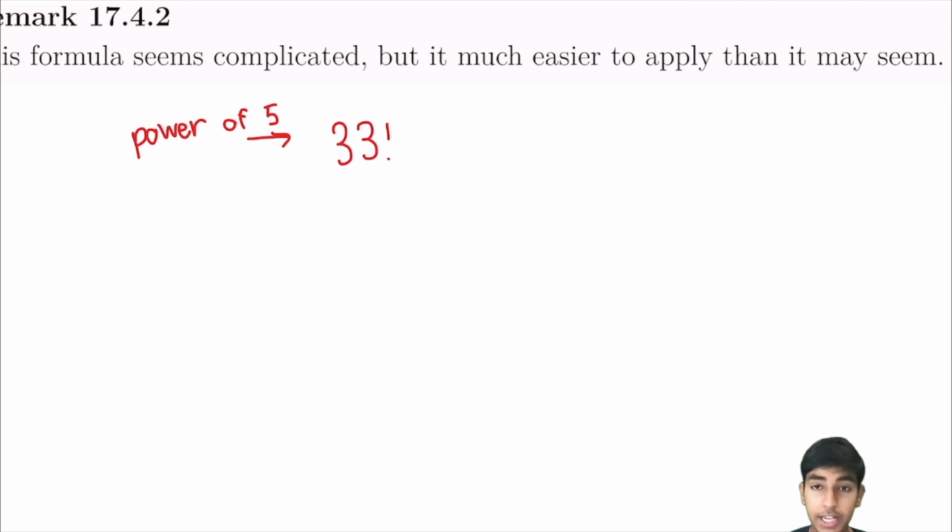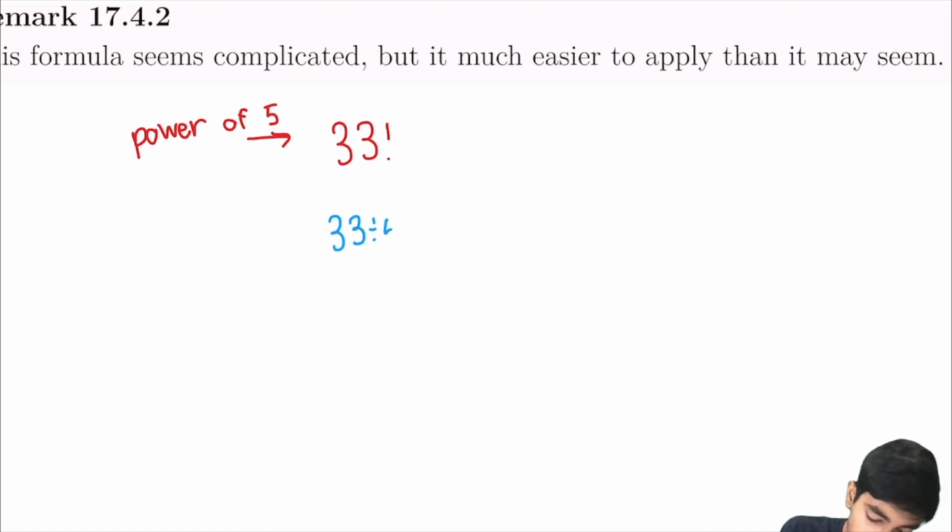Okay? So the key thing here is that this is a very simple trick you can use. You do 33 divided by 5. That's 6 point something, right? 6.6 actually. But what we do is we ignore the decimal point. So we remove everything after the decimal point, it's just 6.